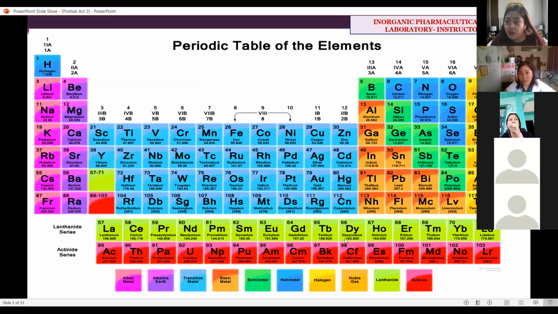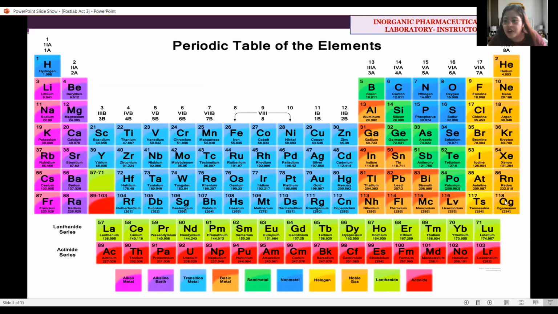This one is our modern periodic table. Again, this is our modern periodic table. As you can see, we already have 118 confirmed elements so far. From the first element you can see there, the hydrogen, up to the 118th element, we have there OG or the organeson. So this periodic table of elements, syempre, contain the elements arranged according to their increasing atomic number.